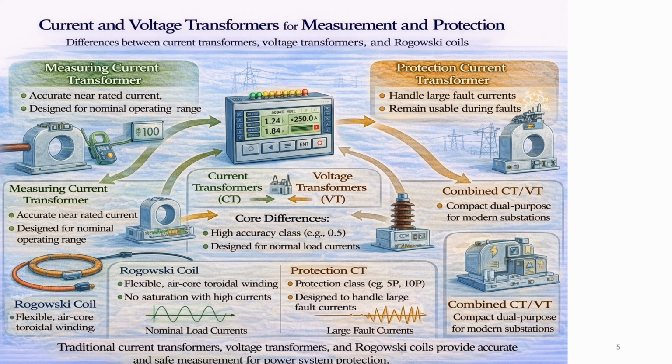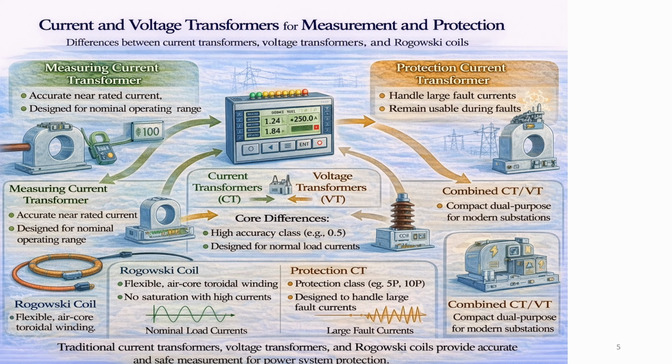As an alternative to conventional current transformers, Rogowski coils are used. A Rogowski coil is an air-core toroidal winding placed symmetrically around the conductor. The conductor feeds through the center of the toroid. Because it has no iron core, there is no saturation, and it is safe under high currents. It is suitable for measuring large currents.